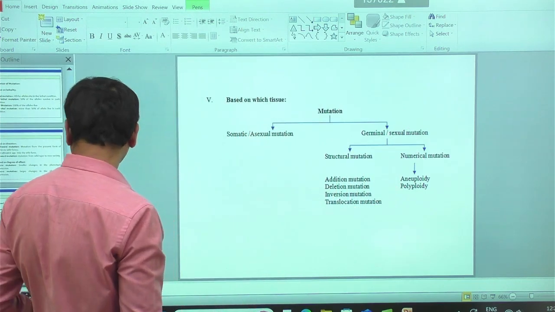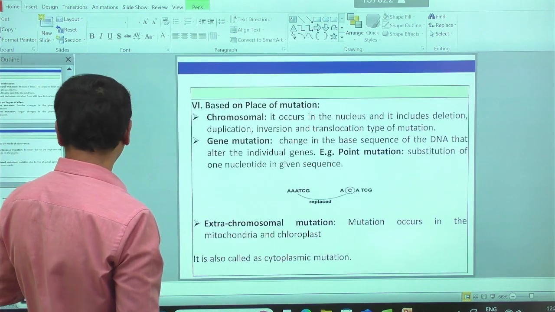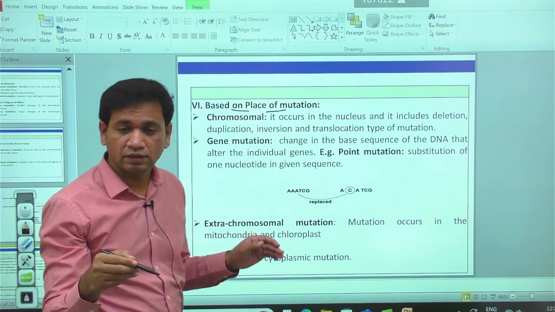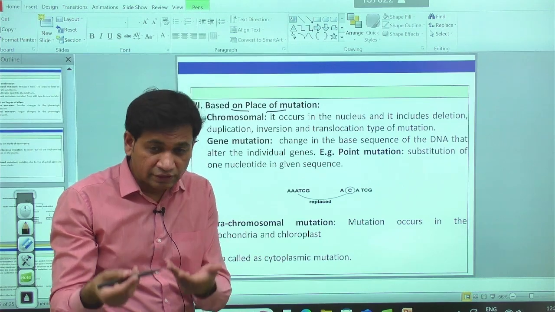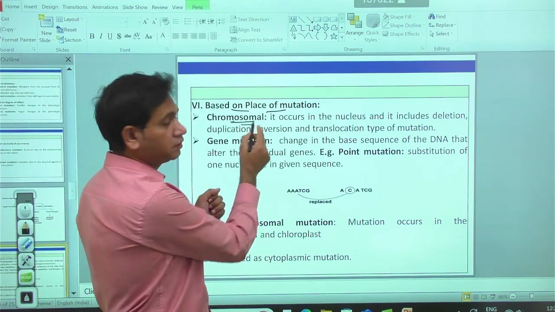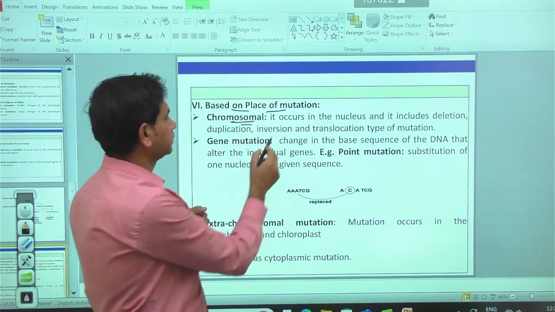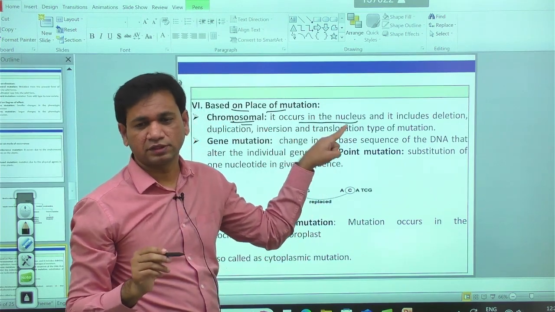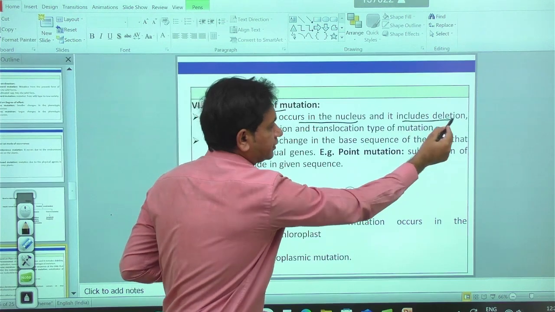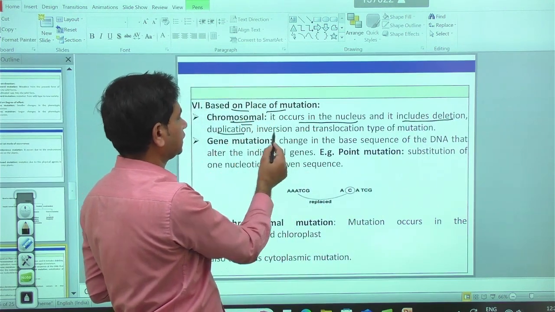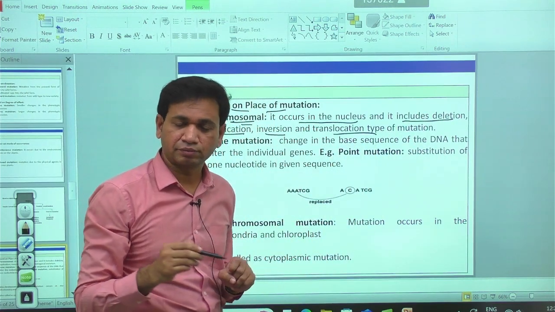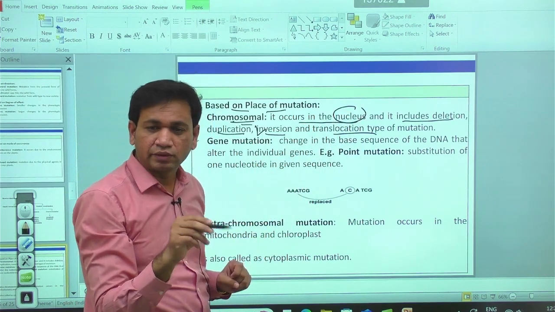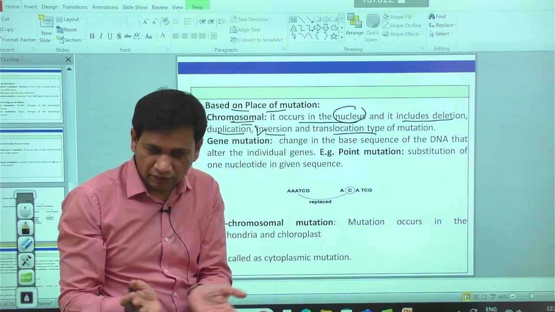Then the sixth classification is based on the place of mutation, in which place the mutation is going to take place. One is the chromosomal mutation. It occurs in the nucleus, and it includes deletion, duplication, inversion, and translocation types of mutation. All these mutations take place in the nucleus region of the given plant cell.